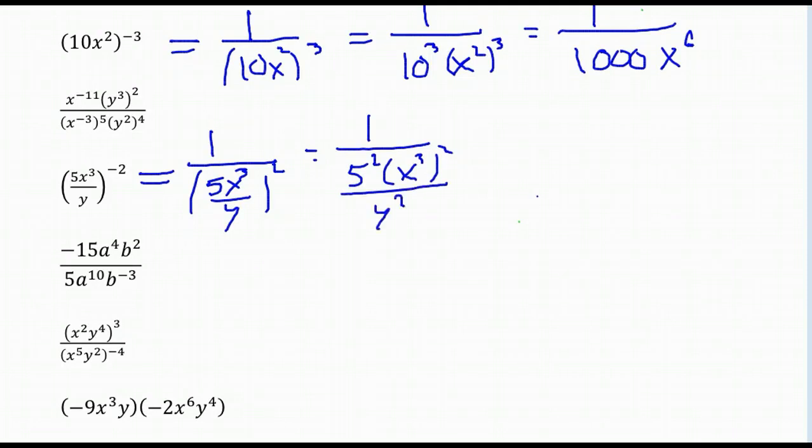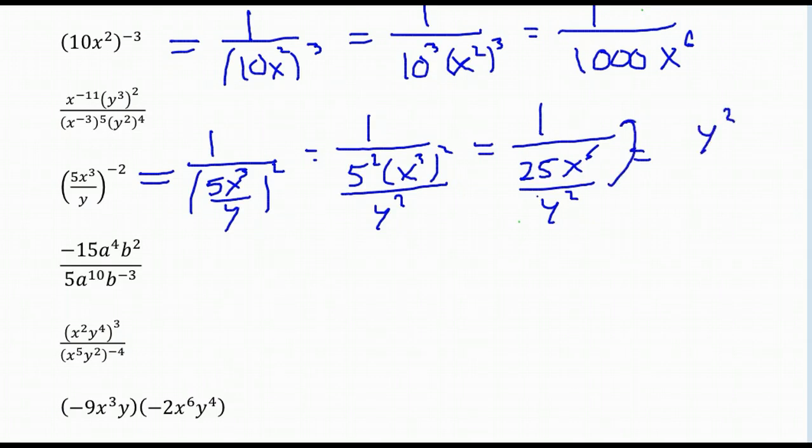Then simplify it. We get 25. We get 1 over 25x to the 6th over y squared. Now we're going to use our definition for dividing by a fraction. We've got 1 divided by this fraction. We're going to multiply 1 therefore by the reciprocal, which just gives us y squared over 25x to the 6th power.